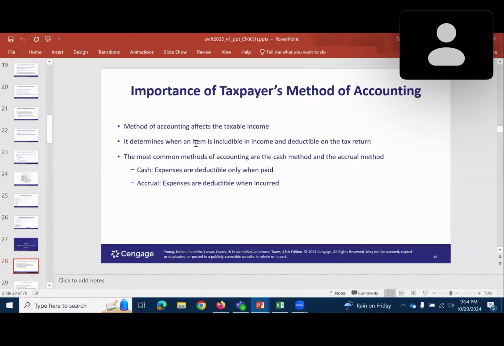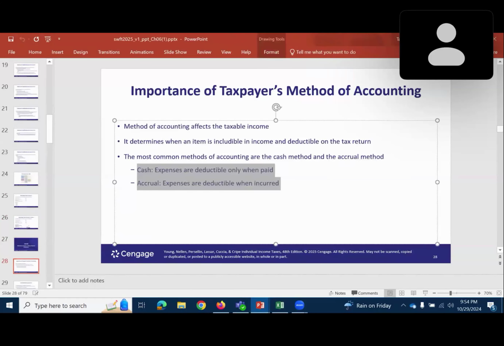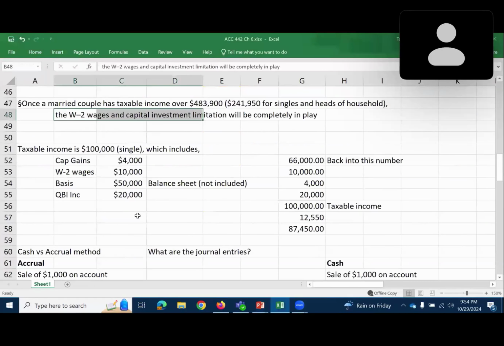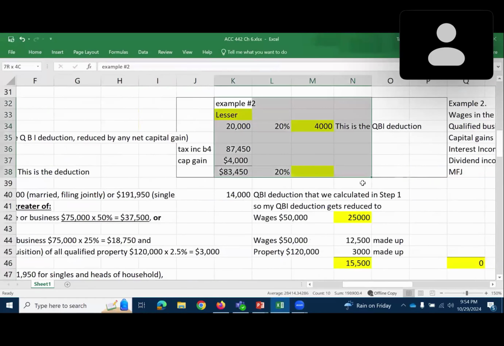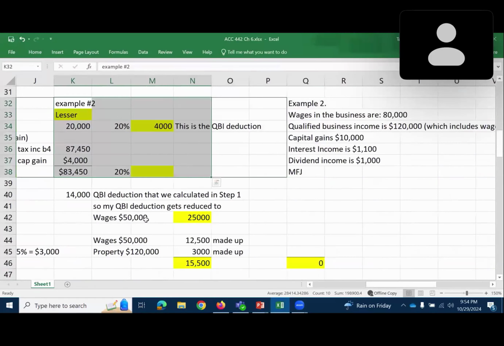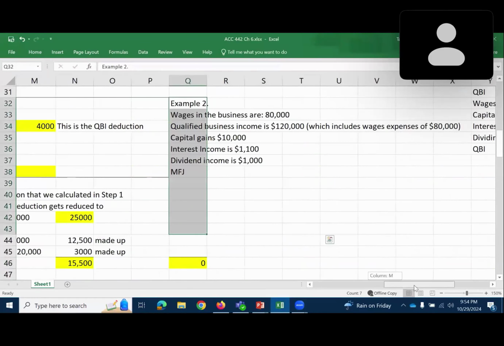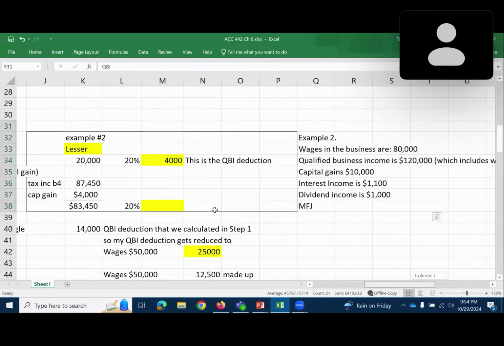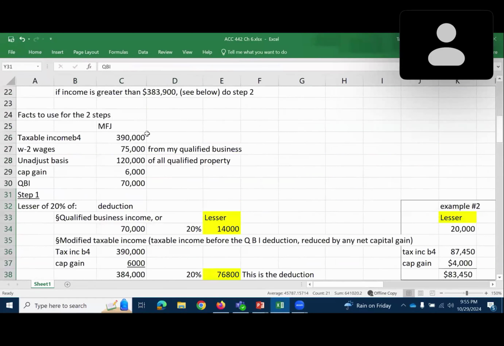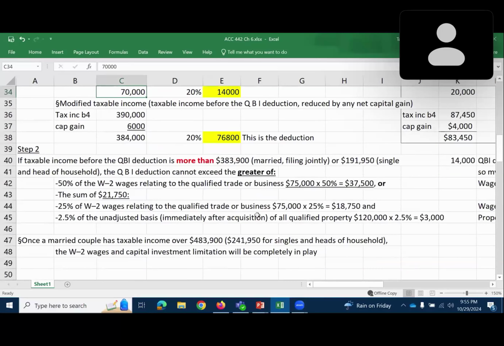What method of accounting are you going to use? Cash or accrual? By the way, in this Excel file, I have some more examples for you to do yourself. You can just delete the numbers. Here's another example. Delete the numbers. Here's another example. And do them on your own. Use this Excel file to change the numbers to do the calculation on your own.